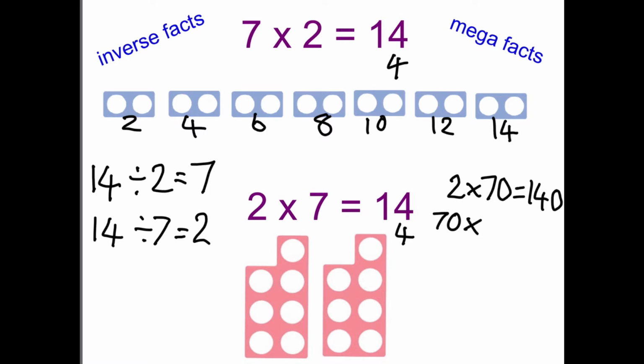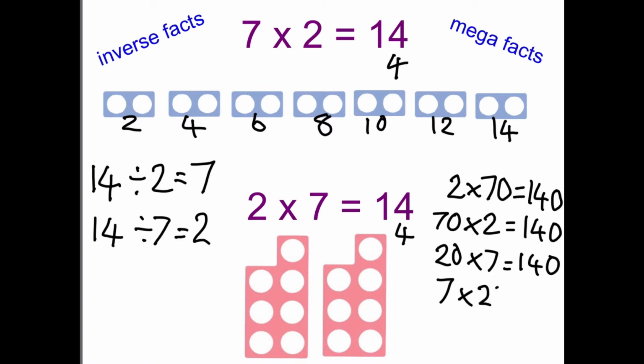And to make the other facts, you can swap the small numbers, then you can change the 0, instead put it on the 2. So 2 7s would also be 140, or you could have 7 20s, and that would also be 140. And then you can go over to the other side and use those to divide.